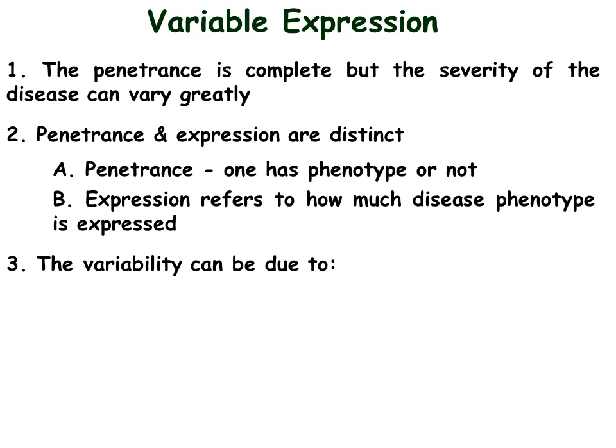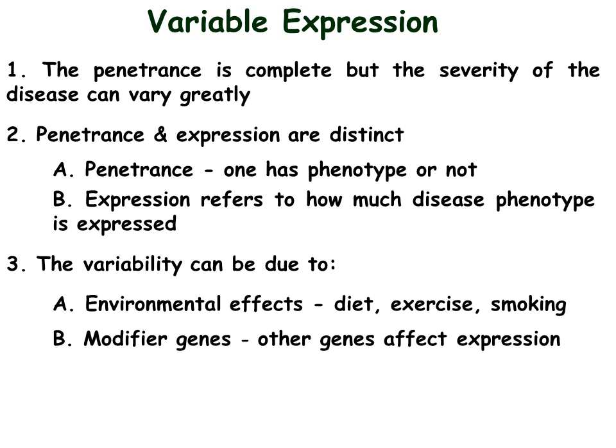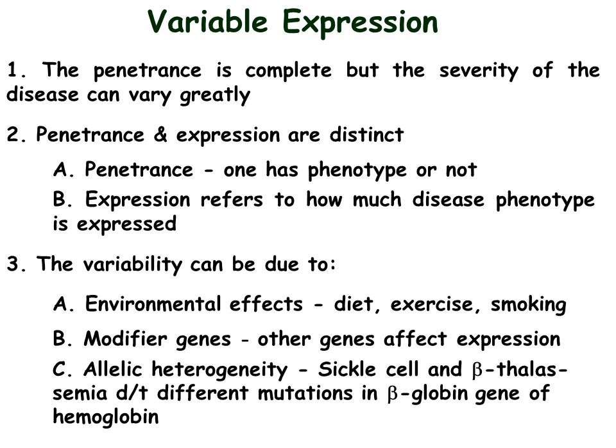Now, what can this variability be due to? Environmental effects. Do you have a good diet? Do you exercise, or do something stupid like smoke? And then you have modifier genes, other genes that can affect the expression of this. Or even worse, you can have what they call allelic heterogeneity. This is sort of like a digenic situation. They have the sickle cell on one chromosome and beta thalassemia due to different mutations on the other chromosome. So that can make the expression more severe and, of course, variable.